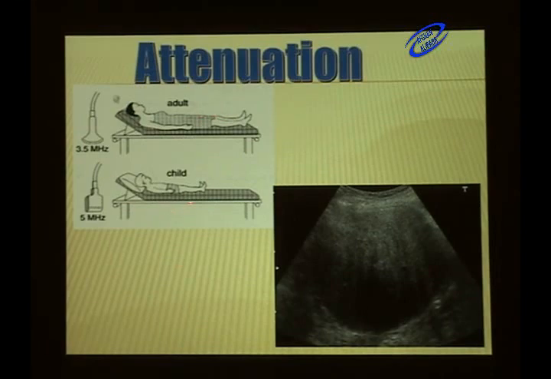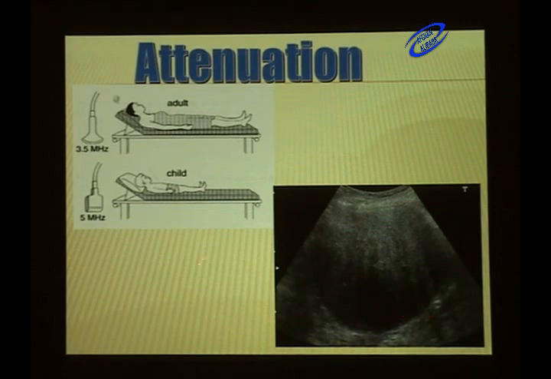In a child, the body mass is less. The sound waves need to penetrate the body less. Therefore, we don't need the higher wavelength, which means we can use the higher frequency, and therefore in pediatric scanning, a 5 MHz transducer can be used easily.